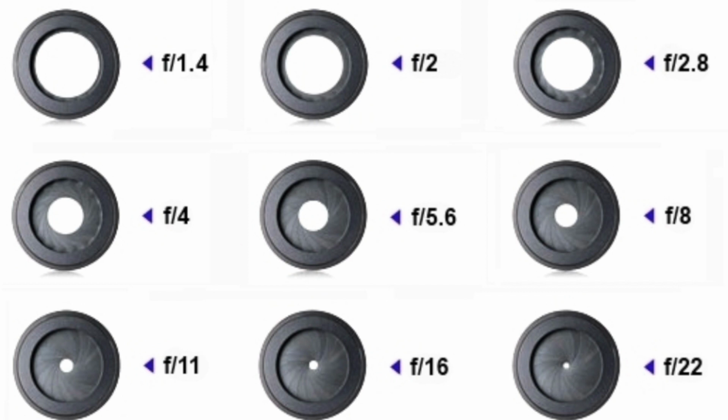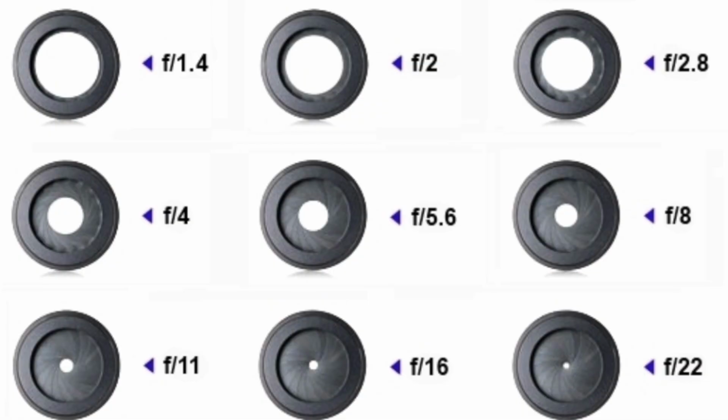Now, in reverse, if we were to open up those blades and let more light in onto the sensor, imagining it being my eyeball, then it lets in way more light. And at that point, on your camera and on those settings, you'll see that that number is lower.